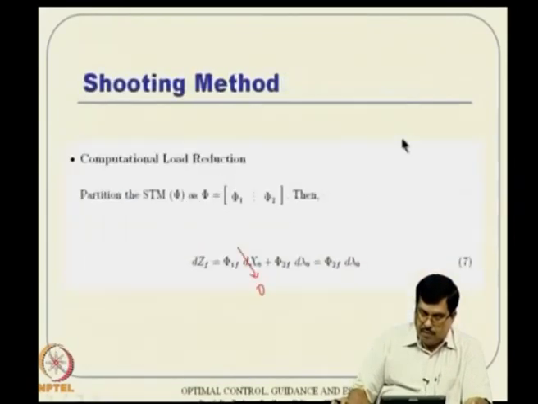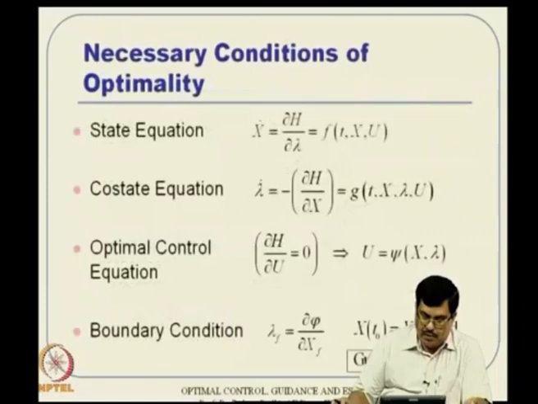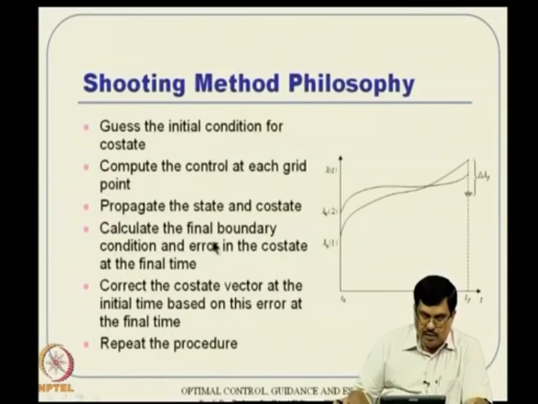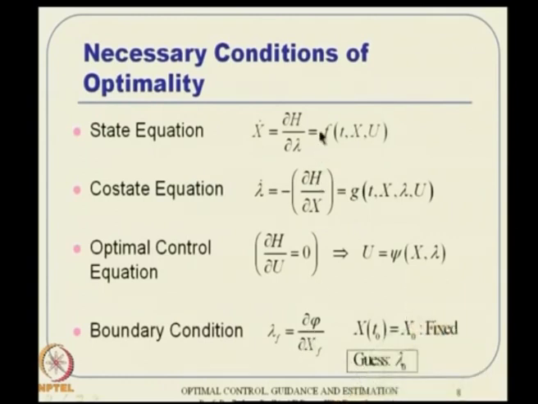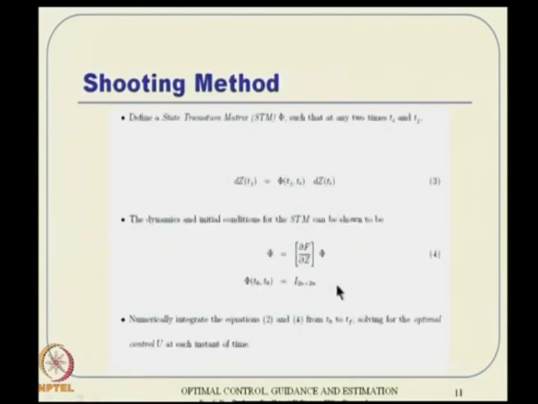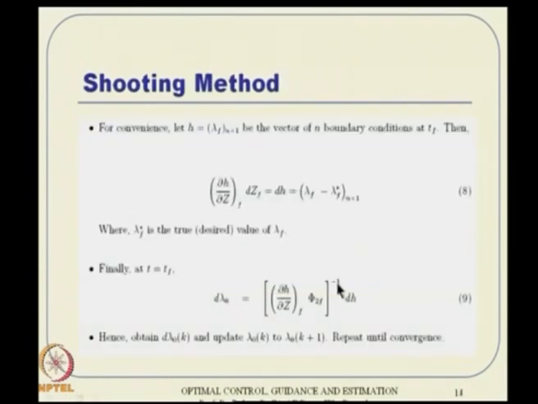Alright, so now coming back to this, what is happening here? The whole idea is to propagate the state equation and co-state equation forward in one direction. But if you see these equations, as we discussed before, ideally the state equation should be integrated forward, whereas the co-state equation should be integrated backward, and that feature is not there in the shooting method. The gradient method tries to exploit that feature, and hence in general the gradient method turns out to be more stable numerically.